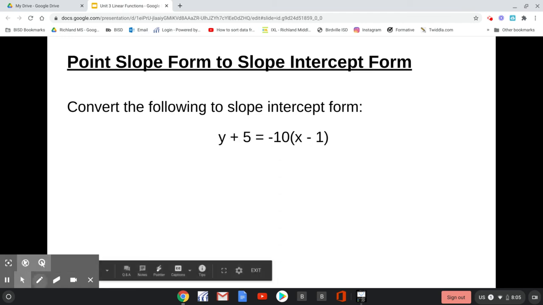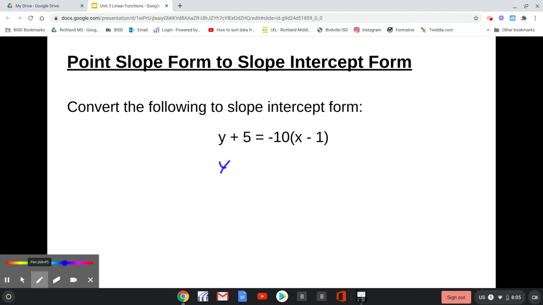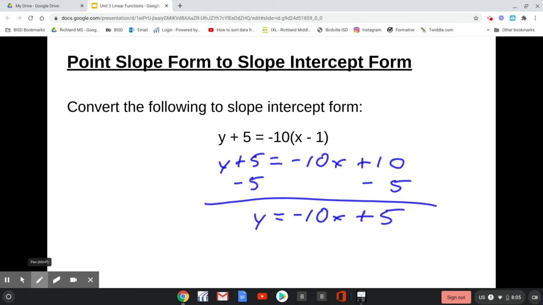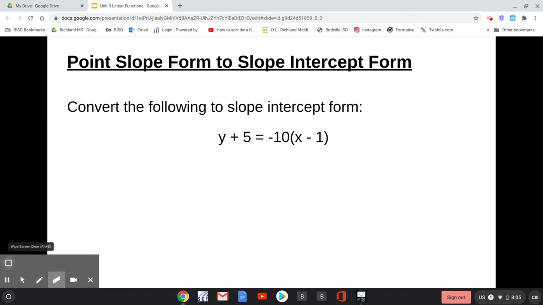And let's see if this is the last one. Convert this one. So we have y plus 5 equals -10x plus 10. So minus 5 on both sides. And we're going to get y equals -10x plus 5. Perfect. See if there's any more.